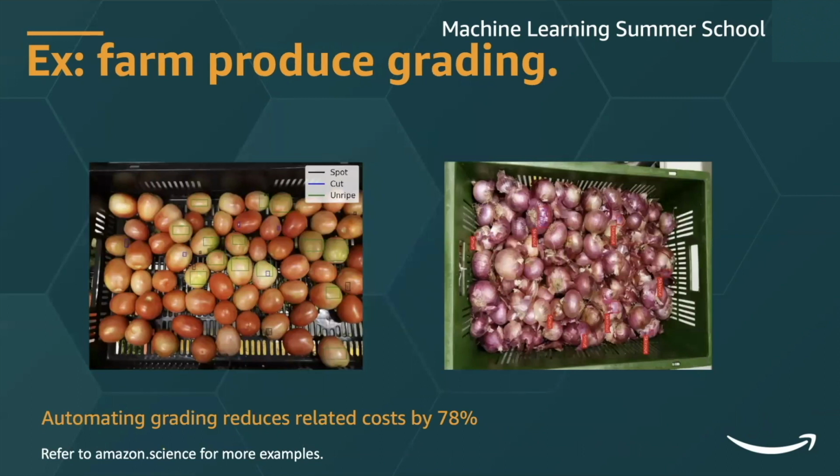Farm produce grading is a similar problem, and is a very well-known problem. We want to quickly grade vegetables and fruits so that we identify the bad ones and remove them to ensure only the good ones are delivered to the customers. And moving from manual to automated has significantly reduced grading costs.